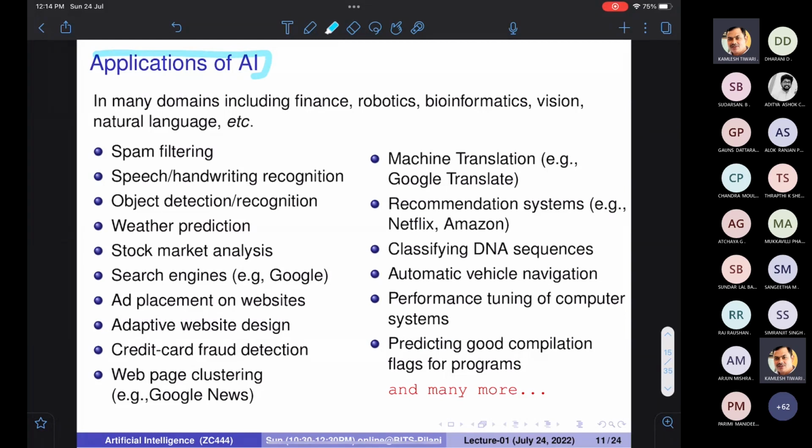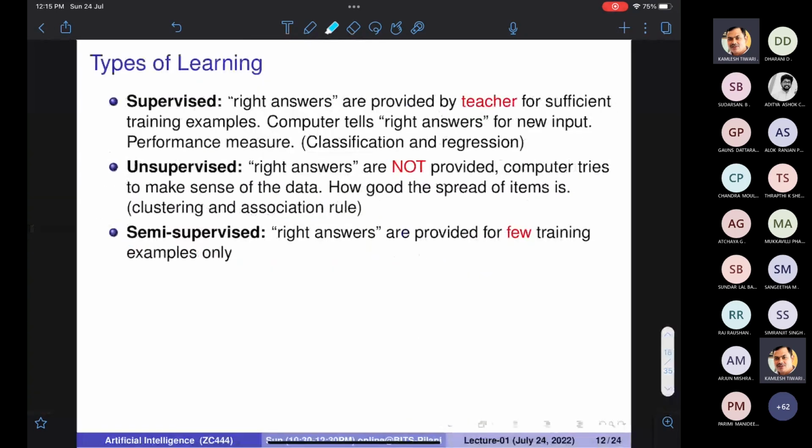Applications of AI: there is no area where we cannot apply AI. Weather prediction, stock market, credit card fraud, what not, everywhere we can apply it. So this slide is just for your reference. I need not tell about that.